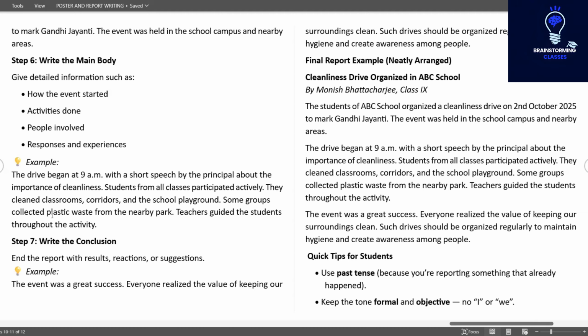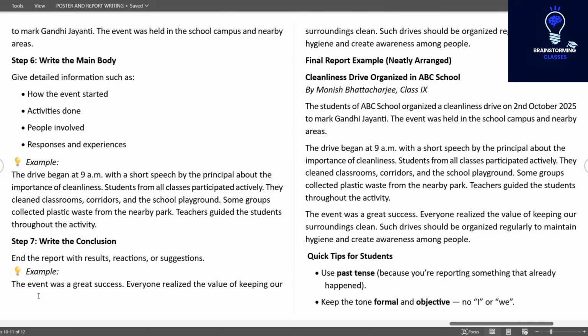You understand? Now you have to write the conclusion. The conclusion is the end, or the suggestion and the reaction, that is the result. For example, the event was a great success. Everyone realized the value of keeping our surroundings clean. Such drives should be organized regularly to maintain hygiene and create awareness among students. This is the conclusion.